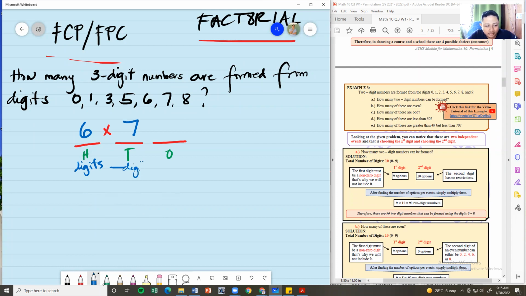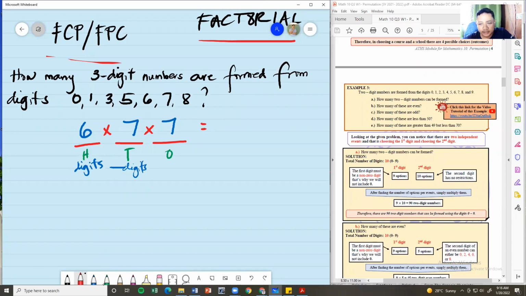Can you follow? And finally, for our ones place, how many digits can we use? 7 din po. Very good. Why 7? Because 0 can still be part of the ones digit. So, ready your calculators. What's the answer? How many 3-digit numbers can we put in here? 6 times 7 times 7. What is the answer?